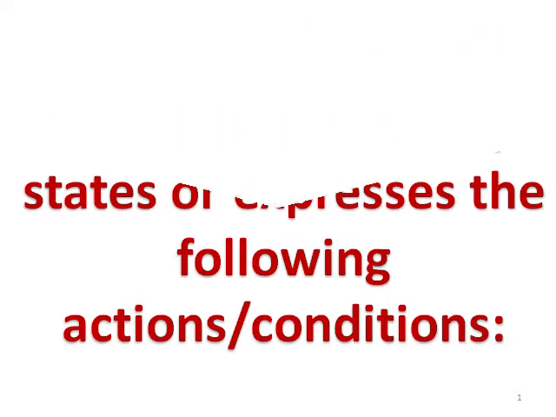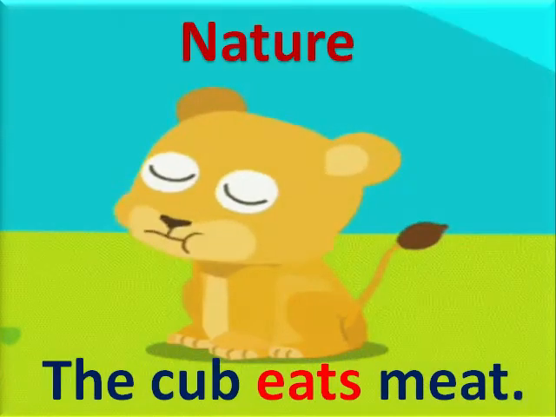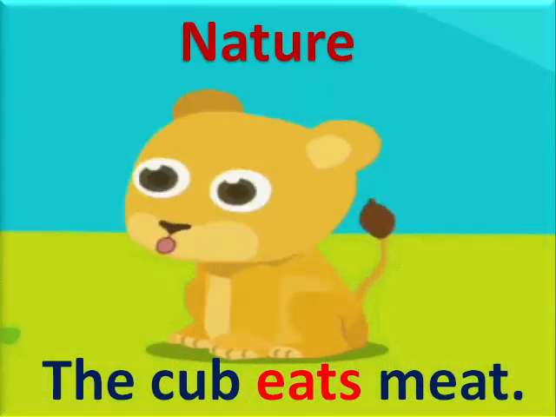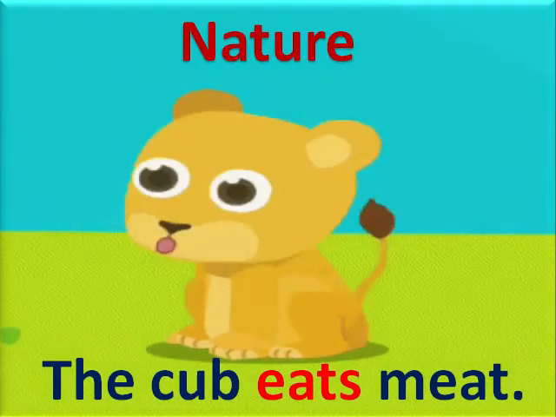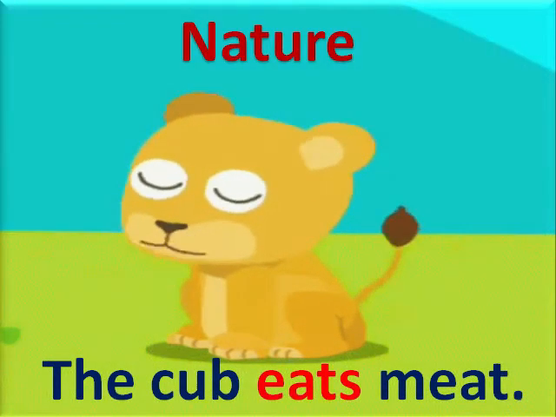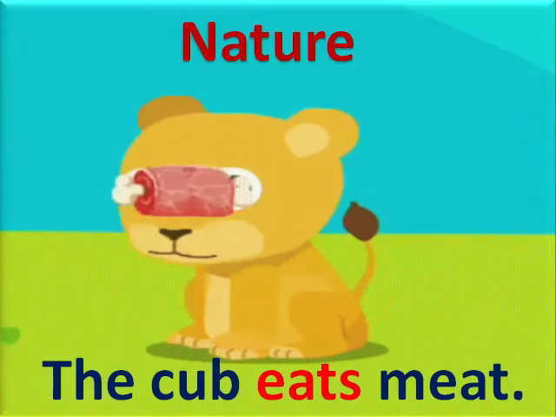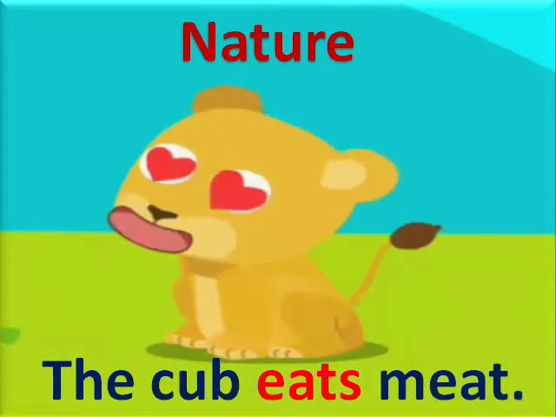Number one, nature. That means the activities which are done by someone because nature has made them to do so. It's in their gene. For example, a lion's cub eats meat. Eating meat is the nature of a lion's cub, and nature means God has made him do so. Hence, when we have to write a statement where we have to show someone's nature, we will use simple present tense.